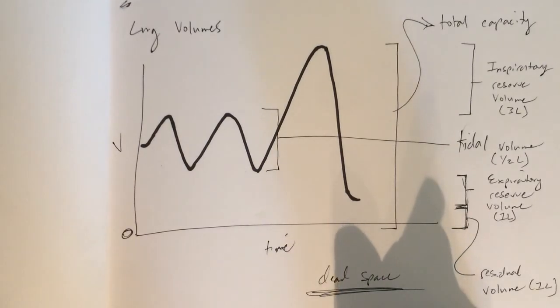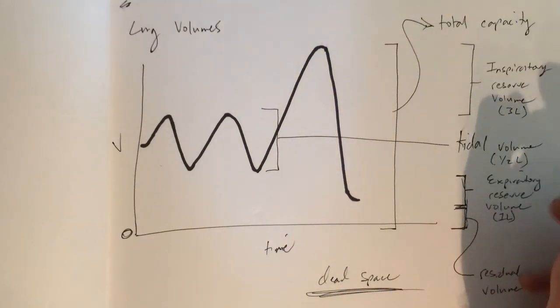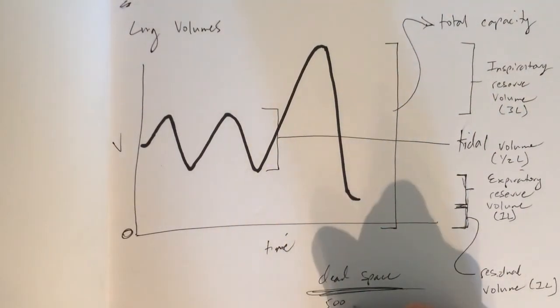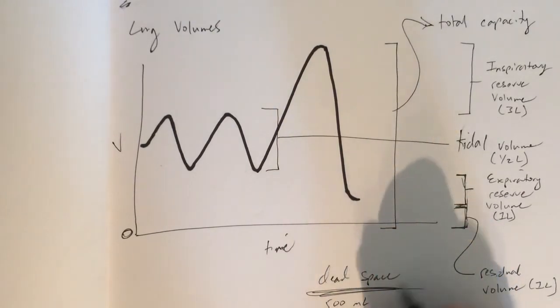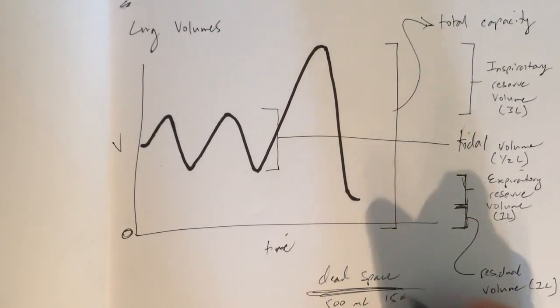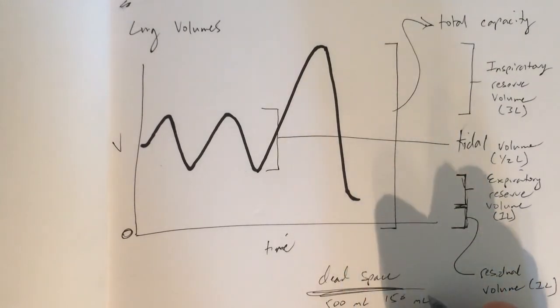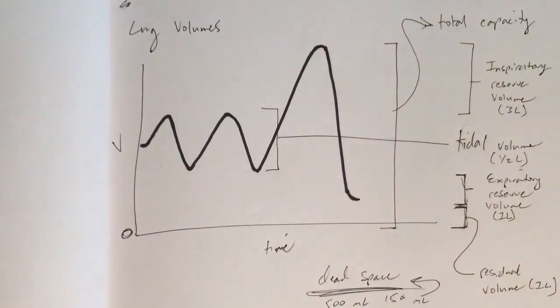And typically, if your tidal volume is 1/2 liter or 500 milliliters, about 150 milliliters of that tidal volume is dead space. So it's a pretty big percentage, and that's just due to how our lungs are structured.